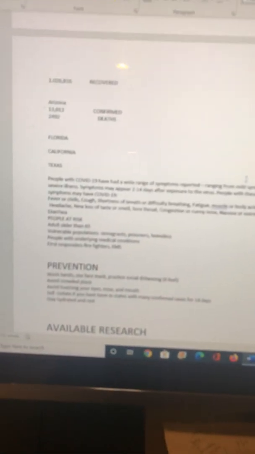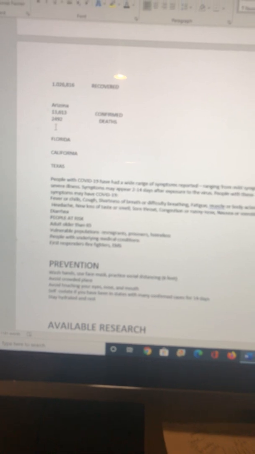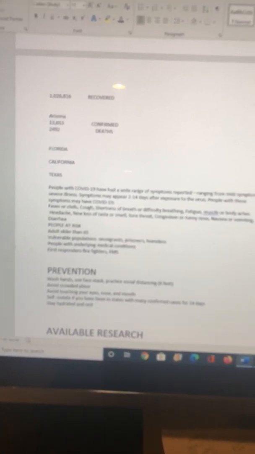I live in Arizona, so I'm going to talk about how COVID-19 has affected people in Arizona. We have about 13,613 cases of coronavirus confirmed, and there are about 2,492 deaths as of July 17, 2020. Some other states are affected by coronavirus. Florida, California, Texas, they have a lot of confirmed cases and people are dying, and some people are recovering from the virus. Based on the symptoms of coronavirus, the ways to prevent it are, actually, before I talk about that, I'm going to talk about the people at risk.